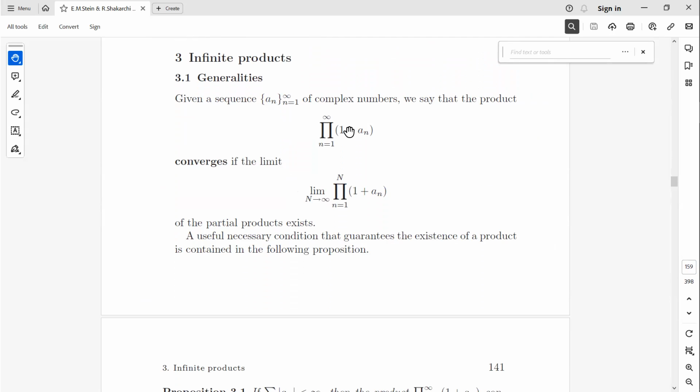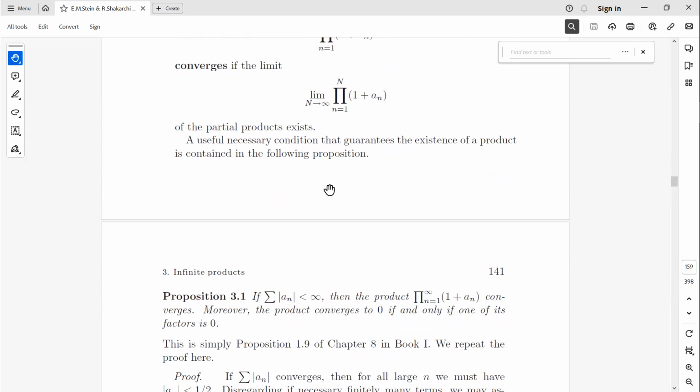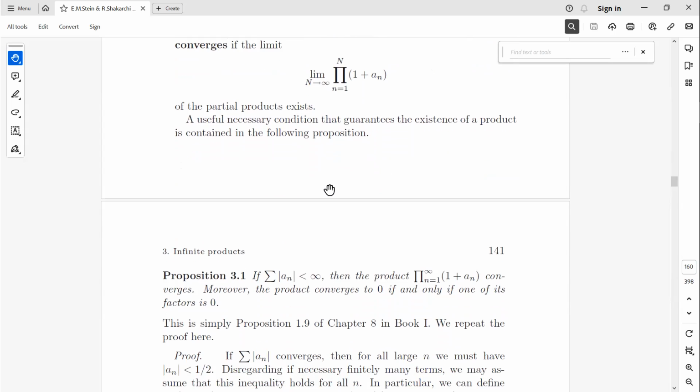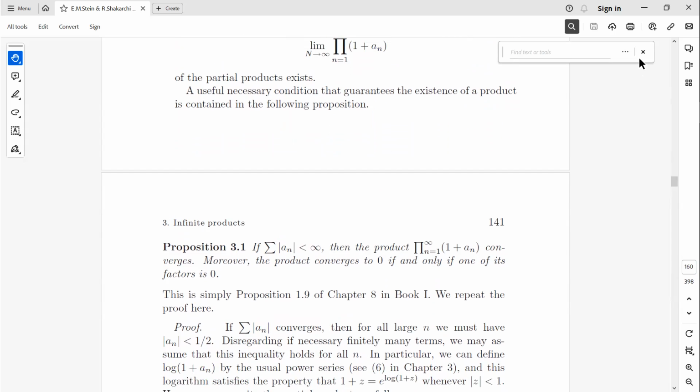So you see, he writes it in a nice way, 1 plus n, and we say that this happens, and a useful necessary condition. So yeah, the way they write it, a necessary condition that guarantees the existence, that I would call a sufficient condition. Right? But that's Stein. We don't question him.